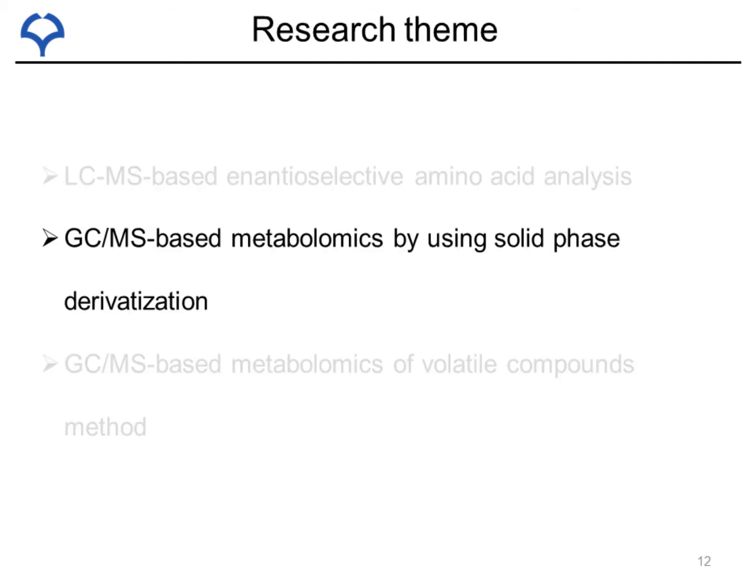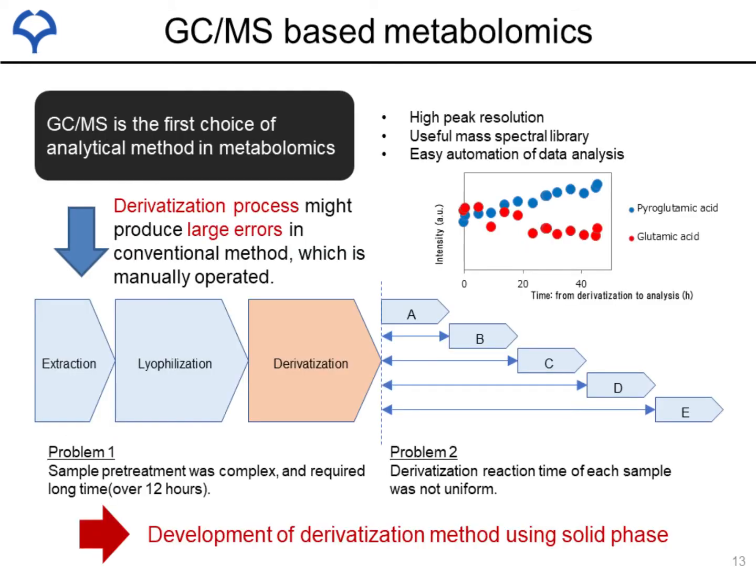Next, I would like to talk about GCMS-based metabolomics using solid phase derivatization. GCMS is the first choice of analytical method in metabolomics due to separability, repeatability, and easy automation of data analysis. However, there are many problems in that the derivatization process might produce large errors in the conventional method, which is manually operated. We developed a derivatization method using solid phase.